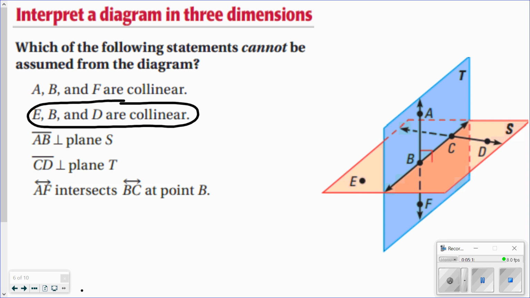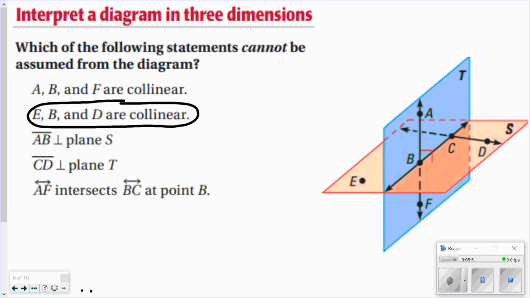Next, we see segment AB is perpendicular to plane S. So let's find line AB, it is right here. So I'm just highlighting it. Plane S is this orange reddish looking plane. And if you notice, we see this red box. That red box means that that angle is equal to 90 degrees. So are these perpendicular to each other? The answer is yes. So we can assume this.